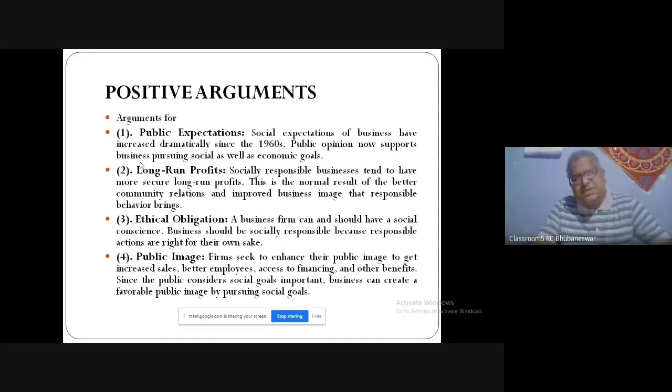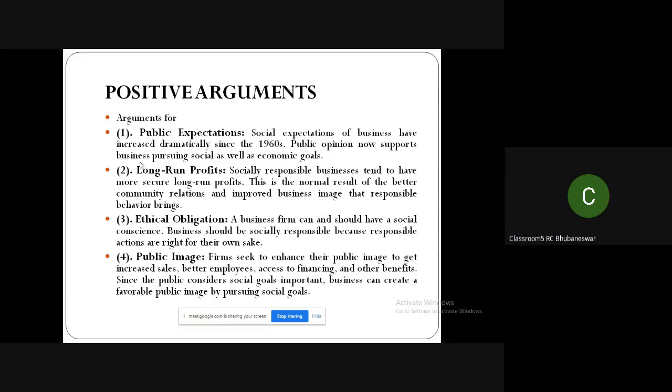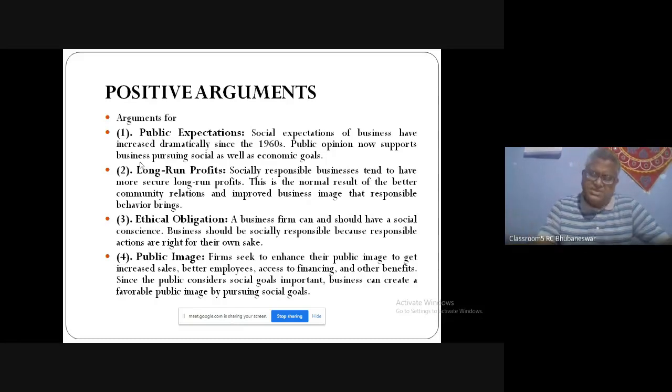Another positive point is called ethical obligations. What type of obligations? Social obligations, social consciousness, and responsible action, or the right action for its own sake of business, through which positive arguments can be made. Another one is public image. Image here means enhancing better employees, access to financing, other benefits, and social goals, through which there is a positive direction towards corporate social responsibility.